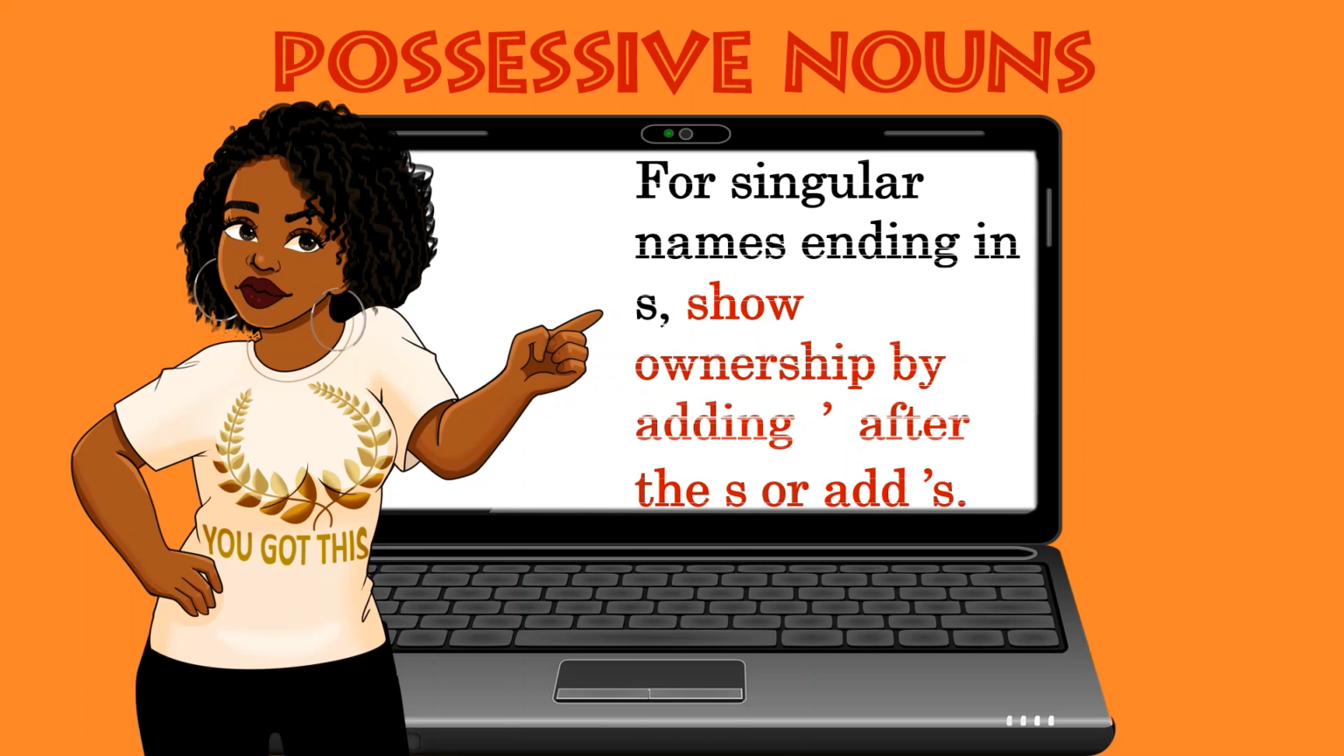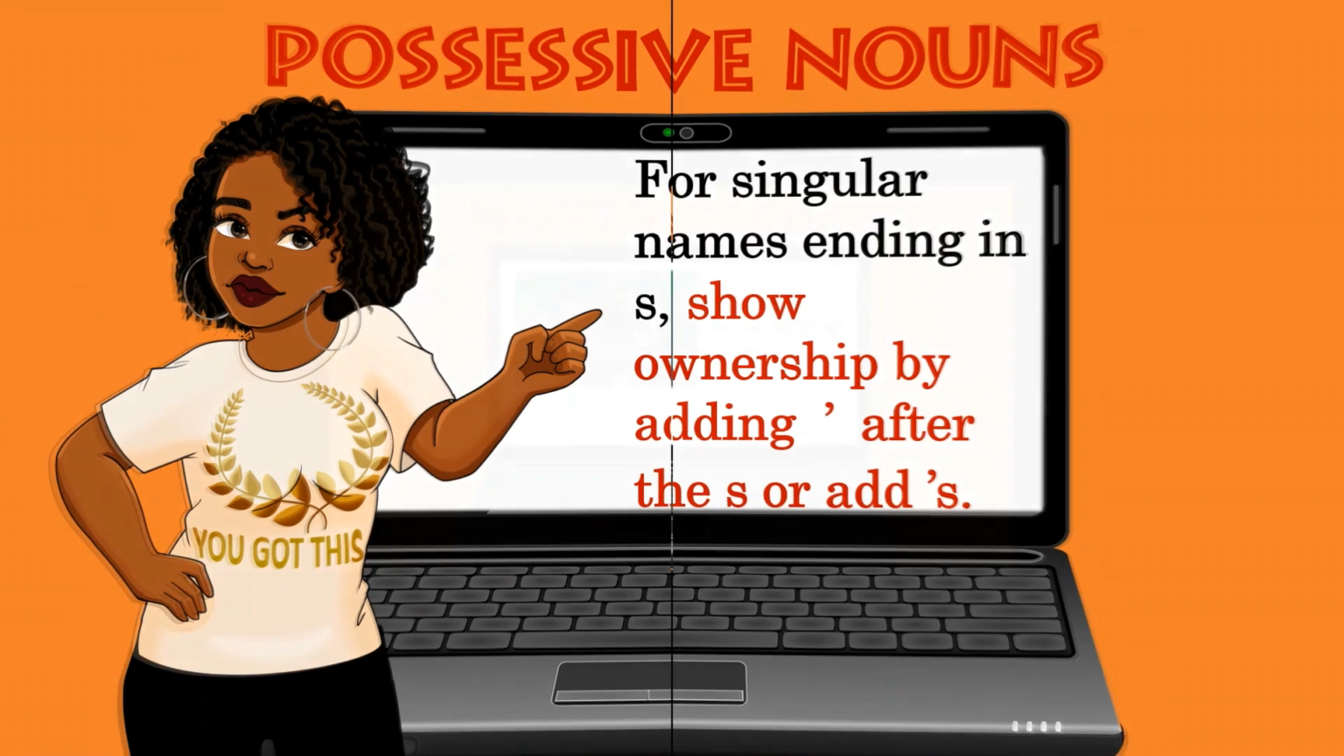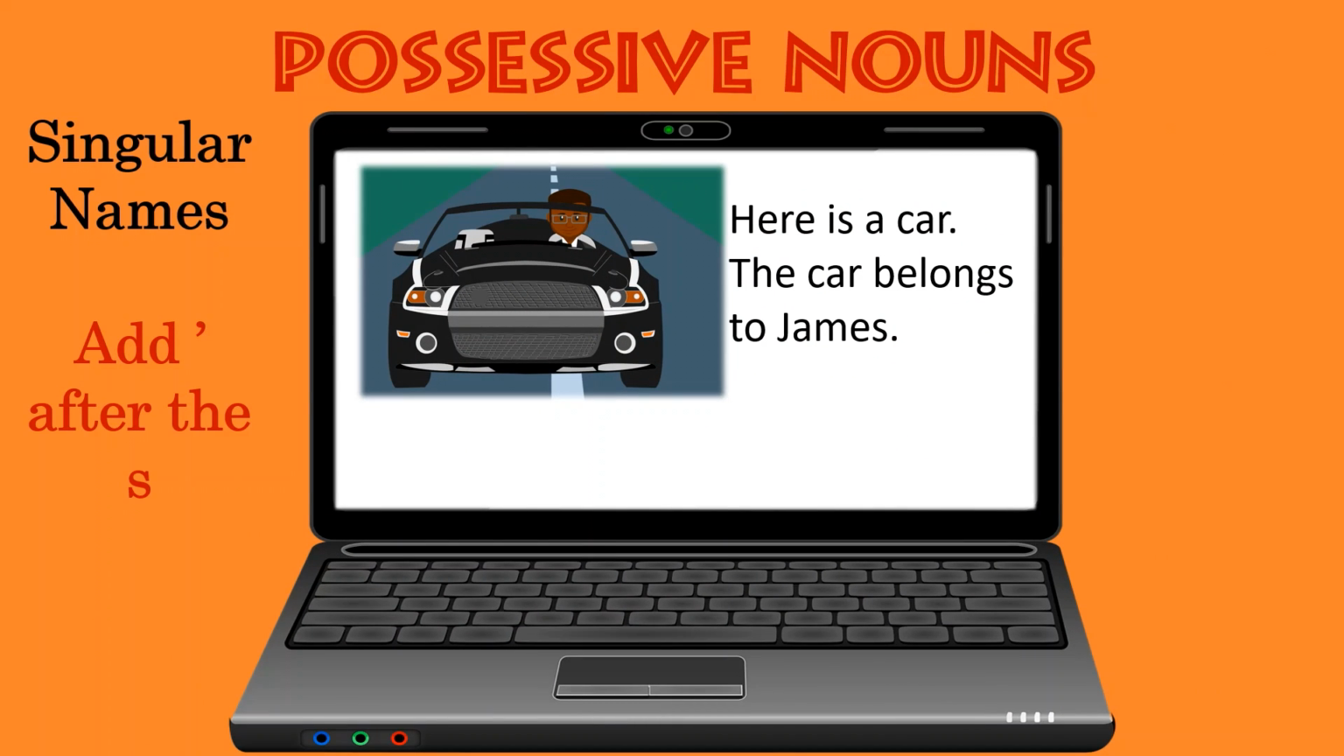For singular names ending in S, show ownership by adding an apostrophe after the S or add apostrophe S. Now we're going to work on possessive nouns dealing with singular names or proper names. For this one, we're going to use the rule to add an apostrophe after the S. Let's read the sentence. Here is a car.